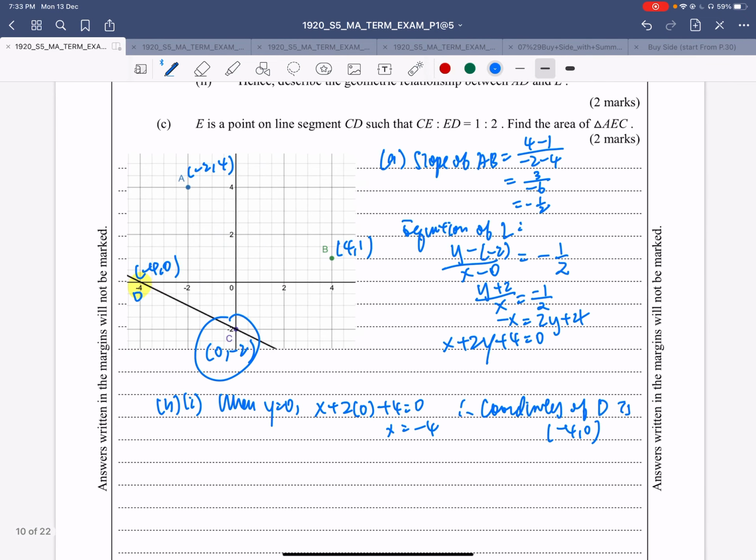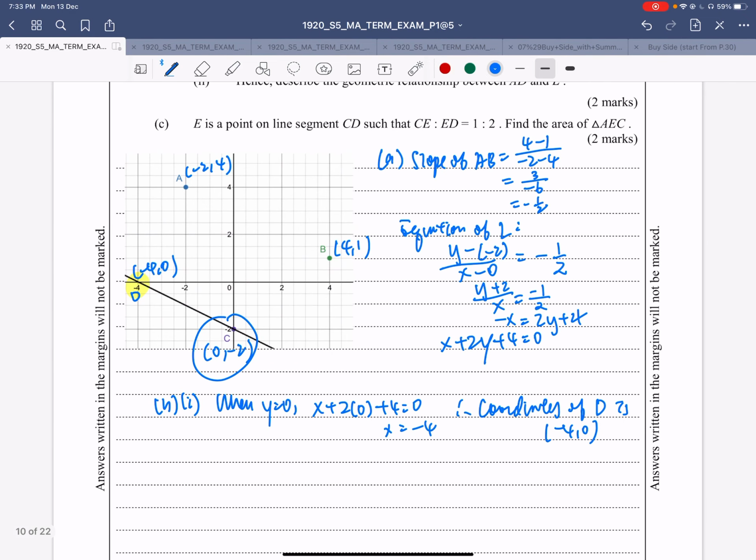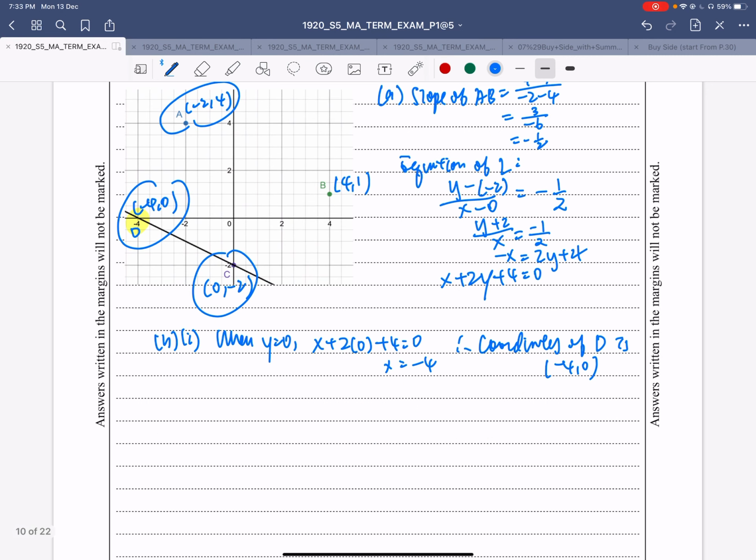So what is the slope of AD? Now you have 2 points, you know the coordinates of A and you know the coordinates of D, so you can find the slope of AD easily. Slope of AD equals (4 minus 0) over (-2 minus -4). It will be 4 divided by (-2 plus 4), which is 2. All right, so this is the slope of AD.